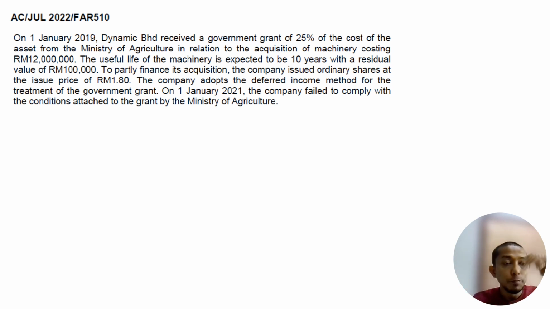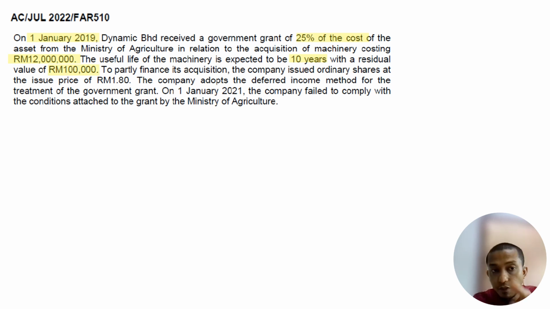Okay, so July 2022. On 1st of January 2019, Dynamic Berhad received a government grant of 25% of the cost of the asset from the Ministry of Agriculture relating to acquisition of machinery costing 12 million. The machine you want to purchase is 12 million. You receive 25% as grant. The useful life of the machine is going to be 10 years. Residual value is going to be 100,000.